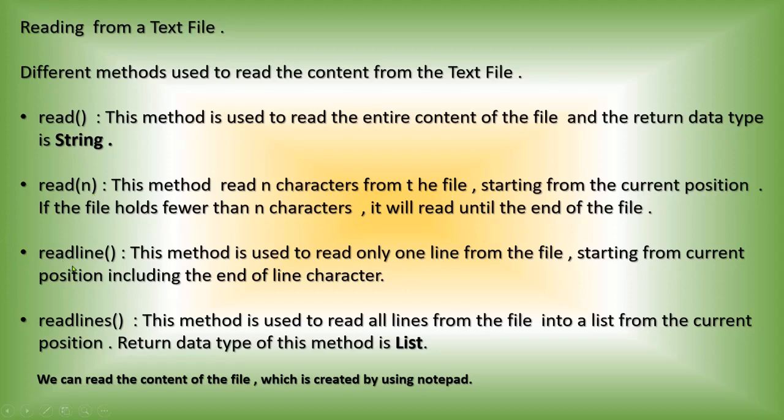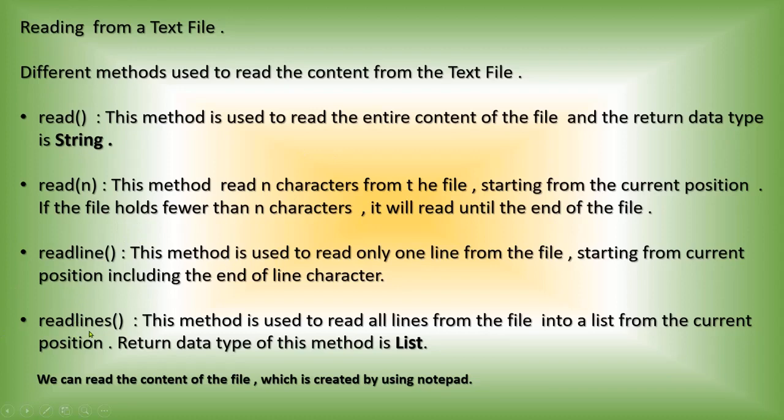And see the third method is readline. Readline is used to read a single line from the current cursor position. Wherever the cursor or the record pointer is, from that position it reads the first line. It reads one line from the text file. That is the purpose of readline.